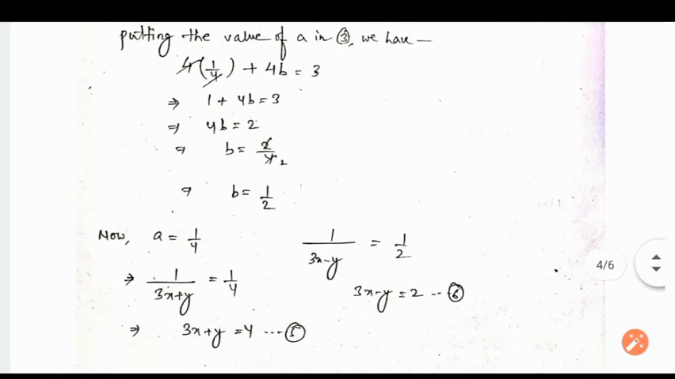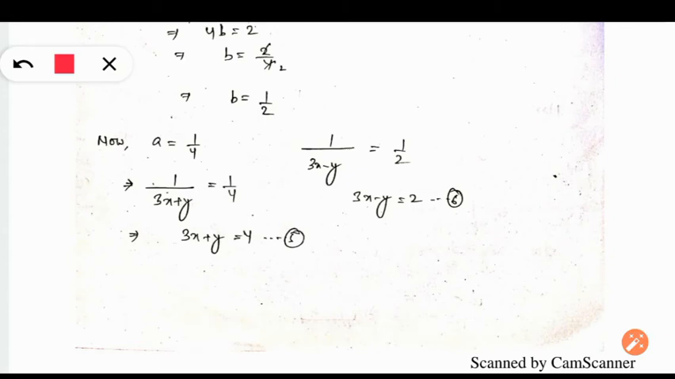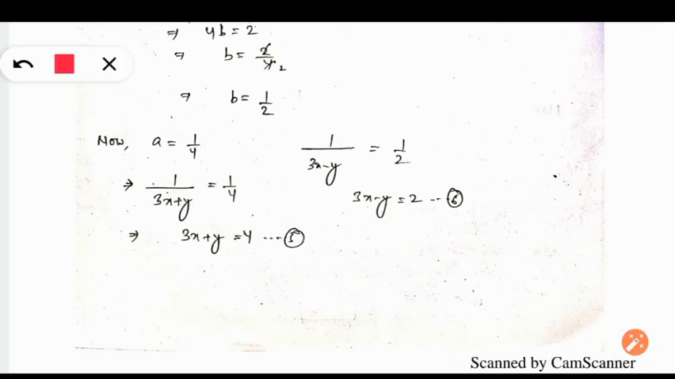Now again do resubstitution. Now a is 1 by 4. What was a? A was 1 by 3x plus y is equals to 1 by 4. So after cross multiply, this 4 will multiply with 1 and this 3x plus y will multiply with 1. So we have equation 5.